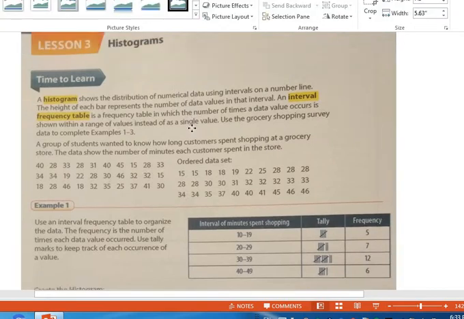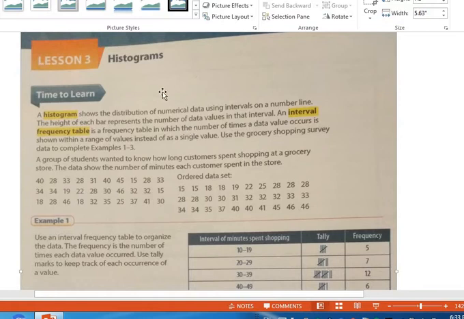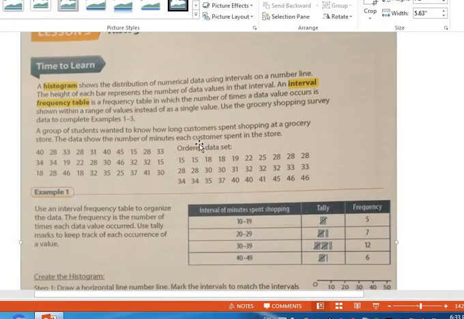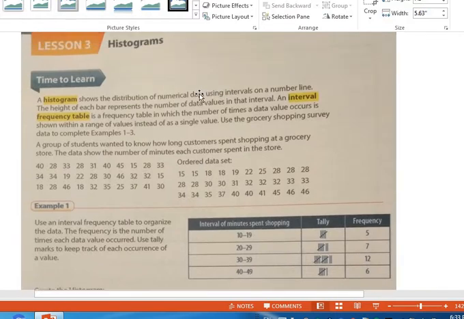I hope you're fine. Today we are going to talk about histograms. What's a histogram? It's very easy. It's a kind of data representation. A histogram shows the distribution of numerical data. Here I'm going to distribute my numerical data.